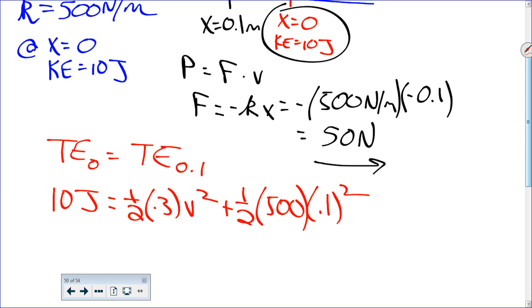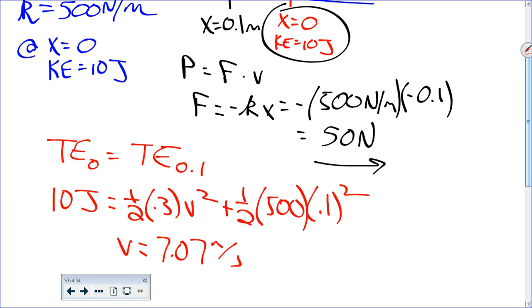Follow? Anybody know what that velocity turns out to be? Patrick, it sounds like you got it. What is that number? What is the velocity? Well, you got to find the velocity to find the power. 7.07. All right. So does that make sense, you guys?